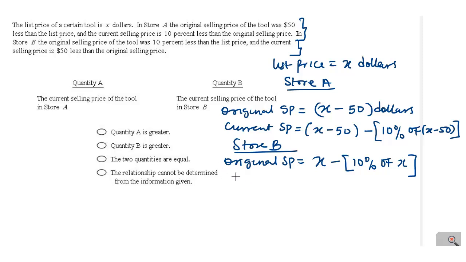Okay, while the current selling price says that, okay, where is that? The current selling price is $50 less than the original selling price. So that will be what? That will be X minus 10% of X, then minus 50. So that is what this second statement is saying. So we've been able to get the information regarding store A and store B.